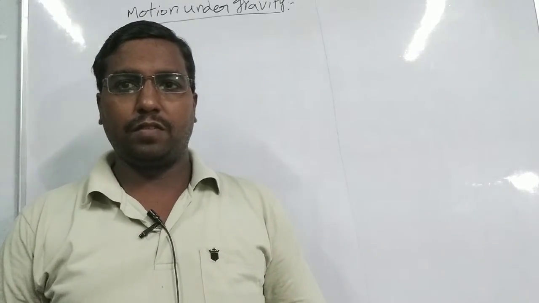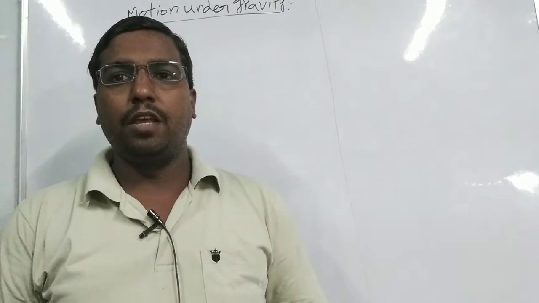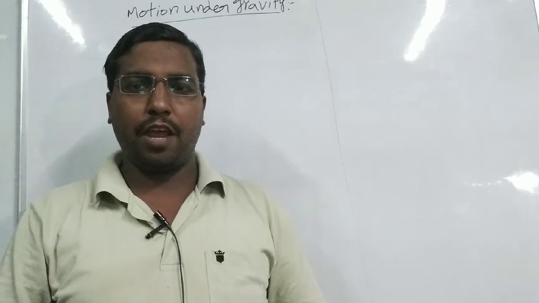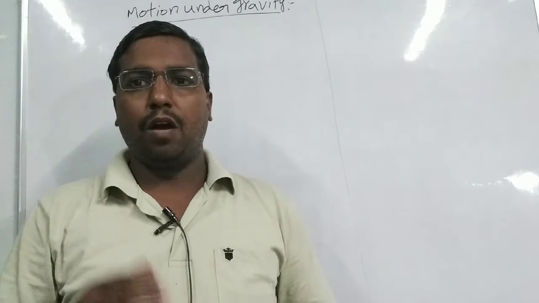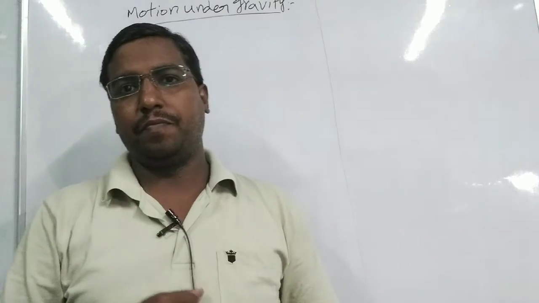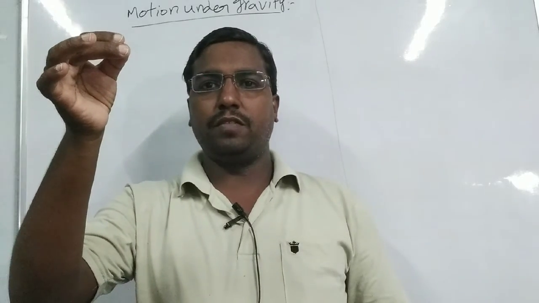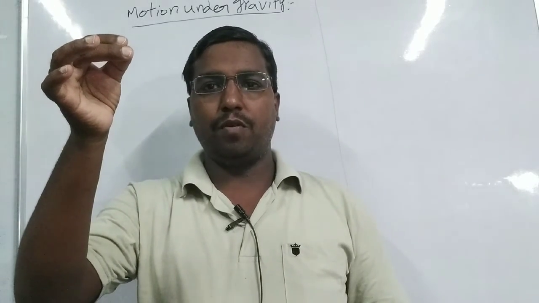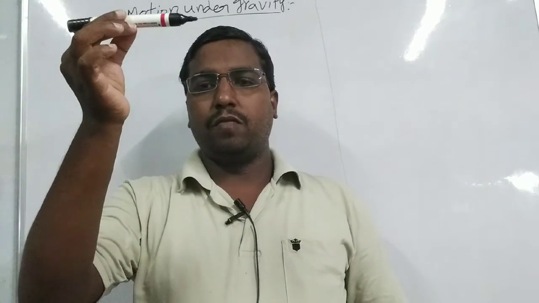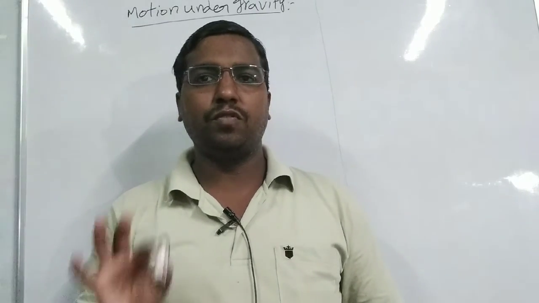In this topic, we study the motion of an object under the influence of the gravitational force of the earth. How does it behave under gravity? For example, an object is released freely from a certain height above the earth. What happens? The object falls freely from that height and reaches the ground.